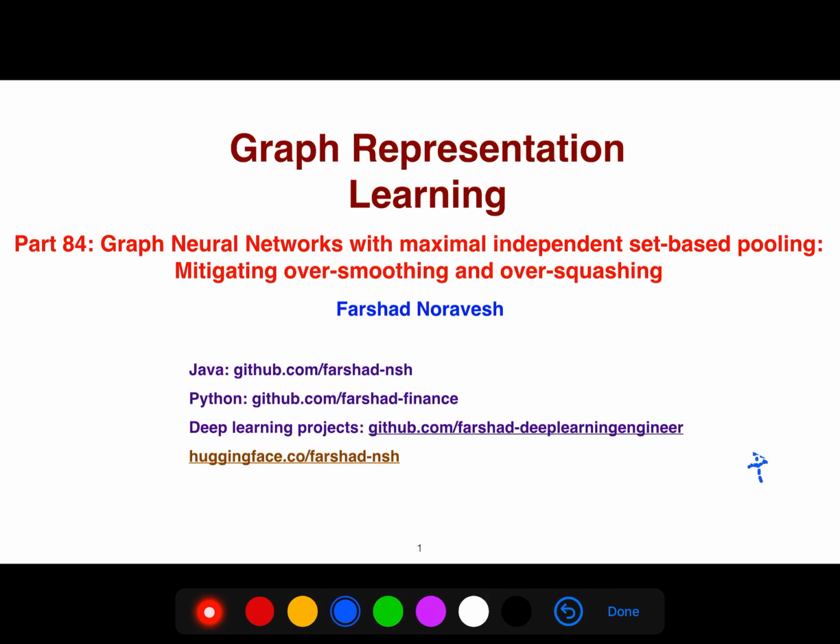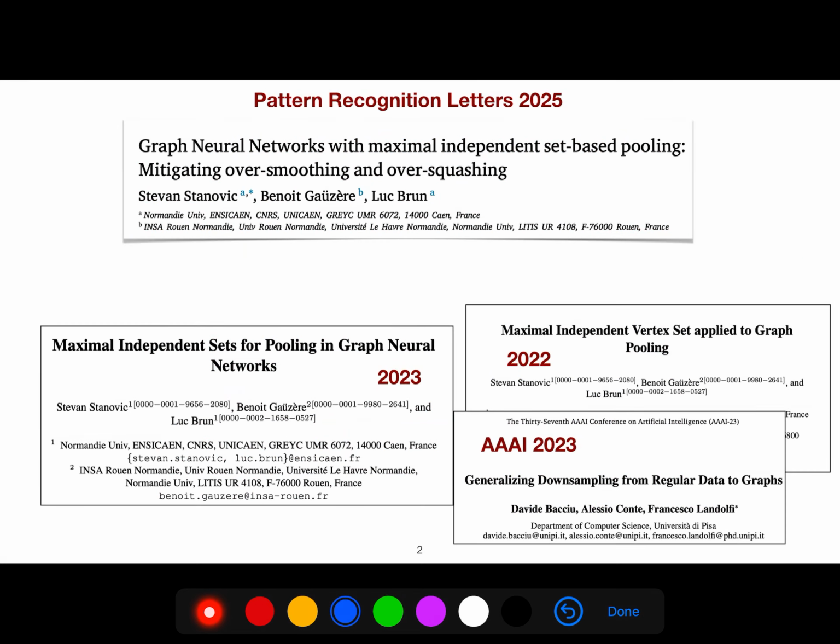Alright, so in this video I'm gonna be explaining another important article with the title Graph Neural Networks with Maximal Independent Set-Based Pooling, Mitigating Over-Smoothing and Over-Squashing. This paper was published in 2025 in the Journal of Pattern Recognition Letters.